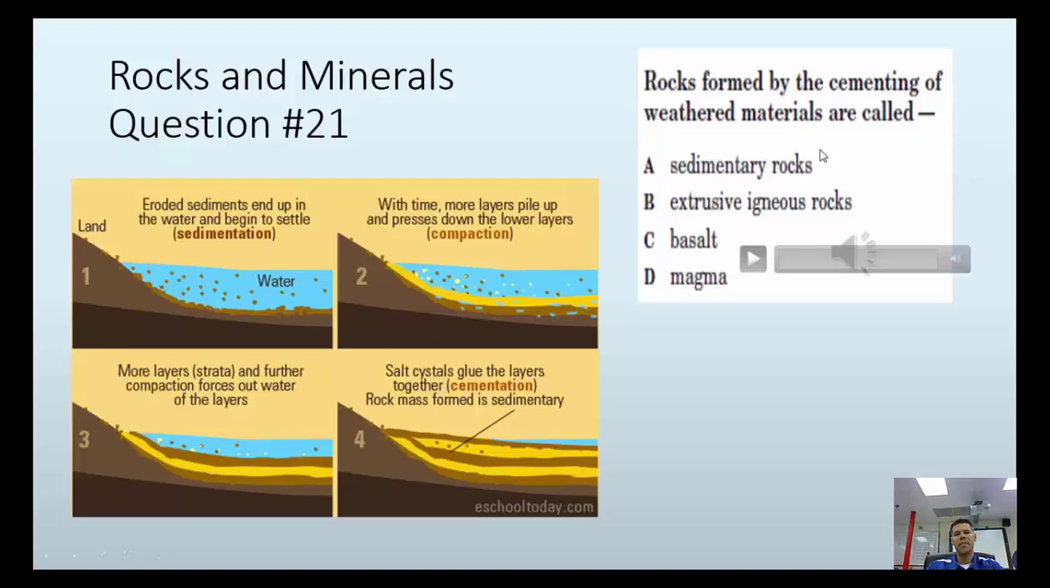Rocks formed by the cementing of weathered materials are called. Just got to remember your rock cycle a little bit. Which rocks are formed from eroded sediments, eventually compacting in the bottom of the ocean and getting glued together by minerals, cementation? This whole process of weathering and erosion and compaction and recrystallization, cementation, this is all the processes involving A, sedimentary rocks. Just remember, igneous rocks are a result of the cooling of lava and magma.